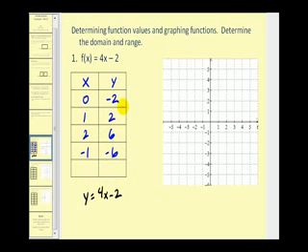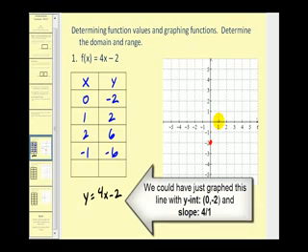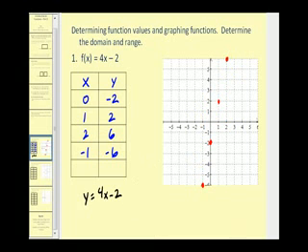Let's go ahead and plot these points. We have 0, negative 2, 1, 2, 2, 6, and negative 1, negative 6. So for the most part, graphing this function should be review because we've been graphing lines now for quite some time.